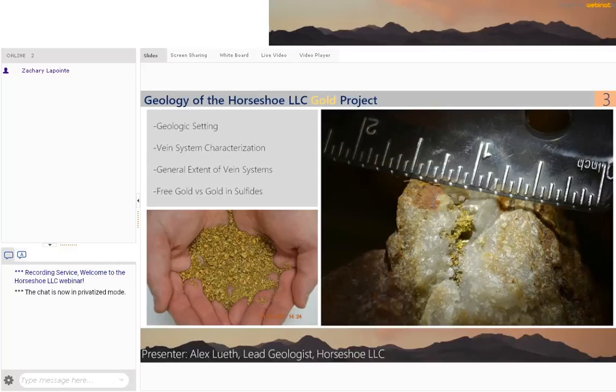Free gold versus gold in sulfides is important because we have gold in the vein, and we also have gold in the wall rocks adjacent to the vein. As these fluids are moving up and down the fissures, they are percolating into the Pinal schist and growing pyrite. Inside that pyrite can be gold, and we'll discuss that further when we're talking about the extraction process of this type of ore.